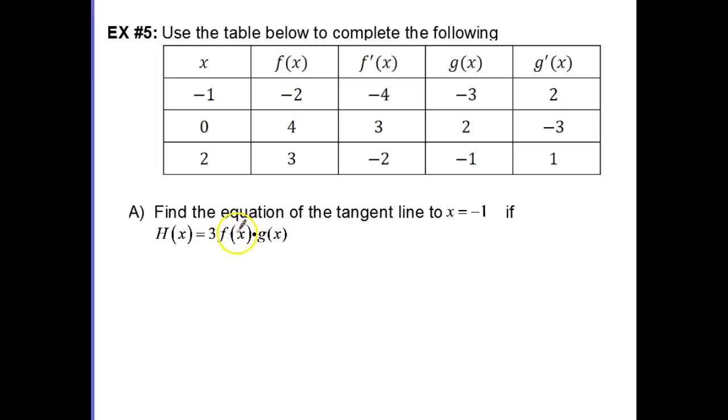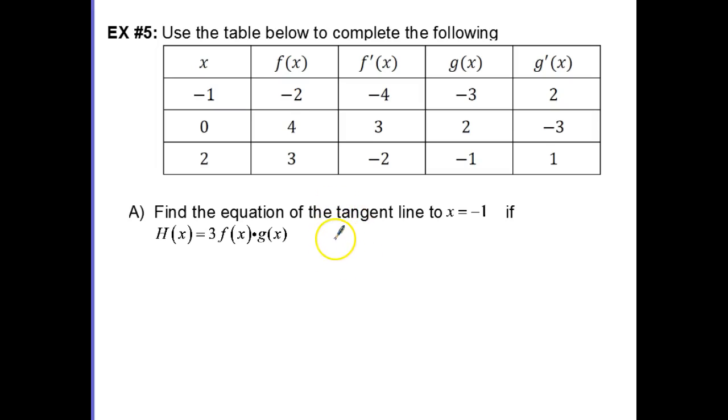And tangent to what? Well, the function they gave me was h of x equals 3 times f of x times g of x, where f of x and g of x are some abstract functions. We don't know what they are, but we have all this information in the table to help us. They want me to find the equation of the line tangent to this function at the x value of -1. So how do we do that?